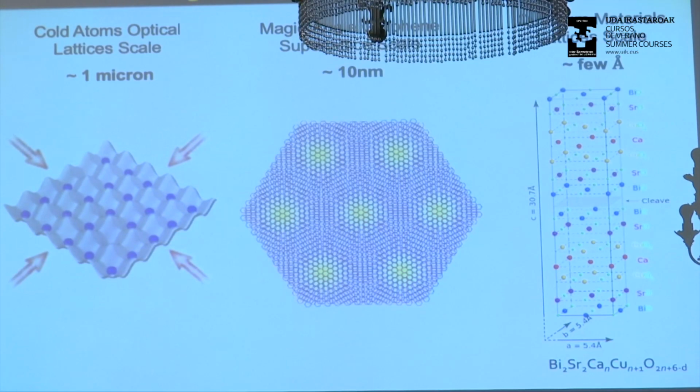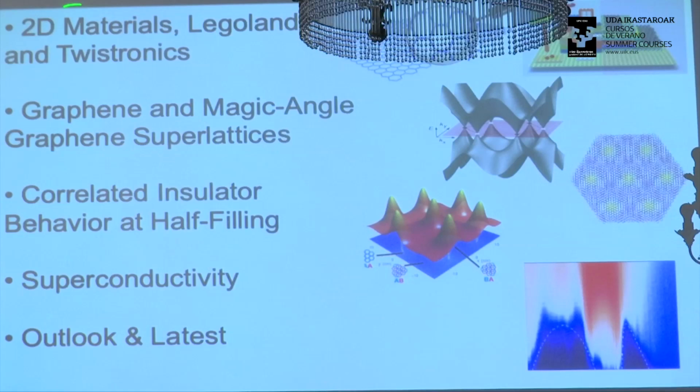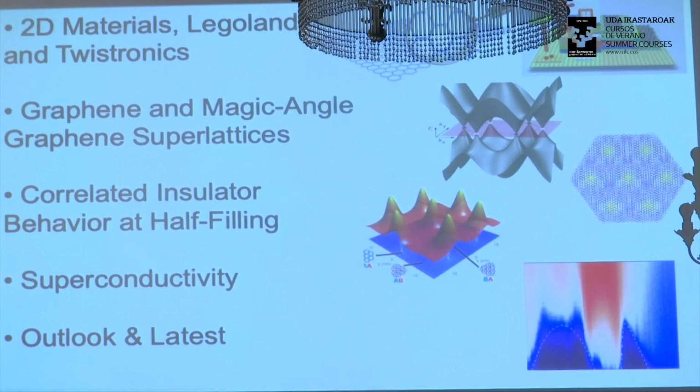So this is the outline of what I want to tell you about today and also tomorrow during the second lecture. I'll mention a little bit about 2D materials, Legoland, twistronics, and other terms that people use nowadays to describe these systems. I'll tell you a little bit about graphene and magic angle graphene superlattices. I'll tell you about our observation of correlated insulator behavior and superconductivity. And then tomorrow, I'll tell you about the outlook and some of the latest experiments and developments by several groups in the field.